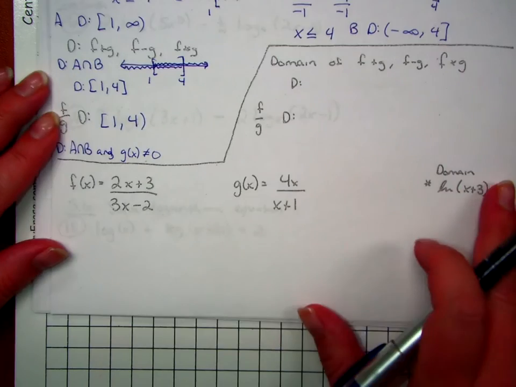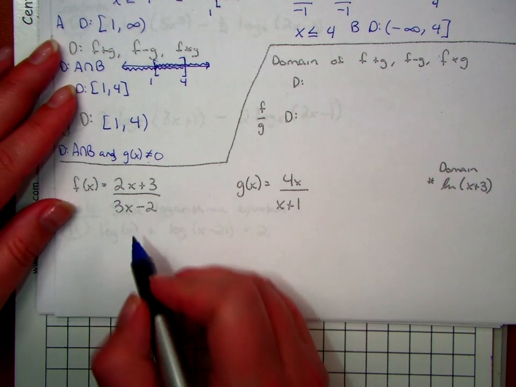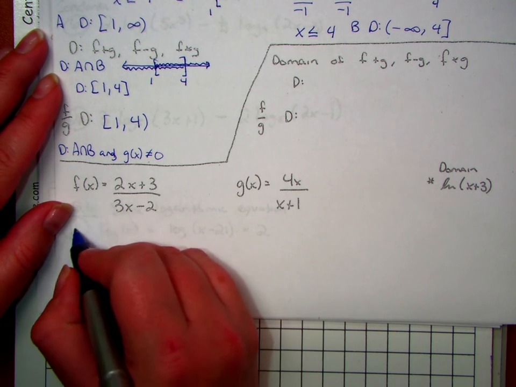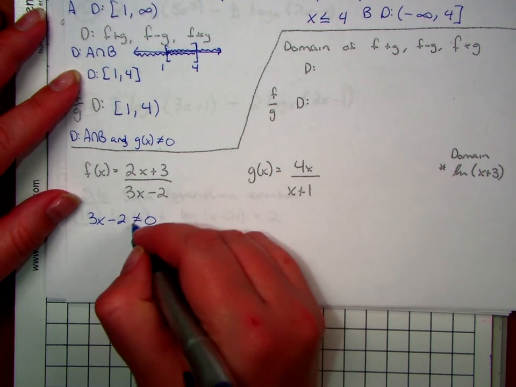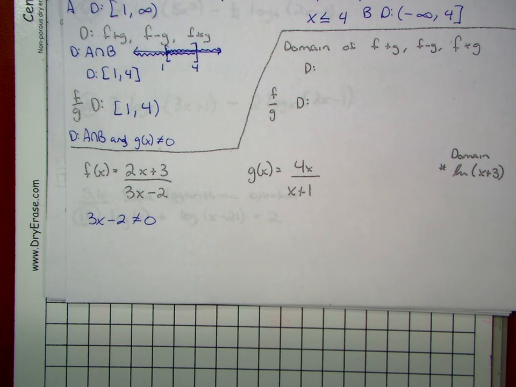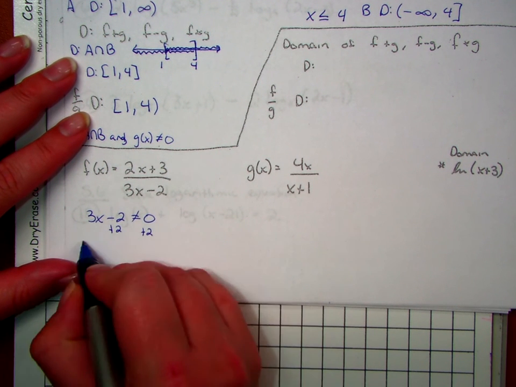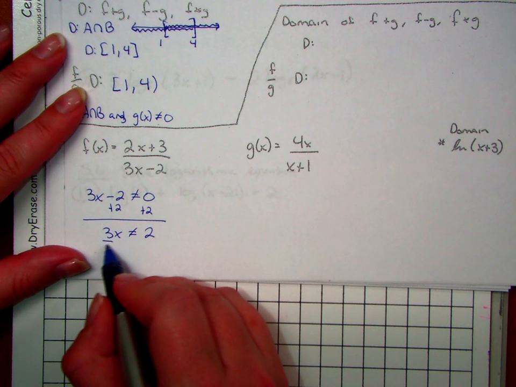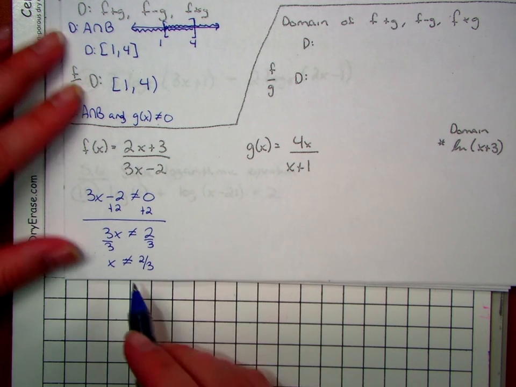And so what I'd like to do is the same thing here, but with fraction functions. All right? So remember, with a fraction, you can't divide by 0. And so what we're going to do is take the denominator and set it not equal to 0 and solve. The denominator can't equal 0. So if I solve this, I'm going to add 2 to both sides, and I get 3x can't equal 2, and then divide by 3, which means x can't equal 2/3. That's the domain.